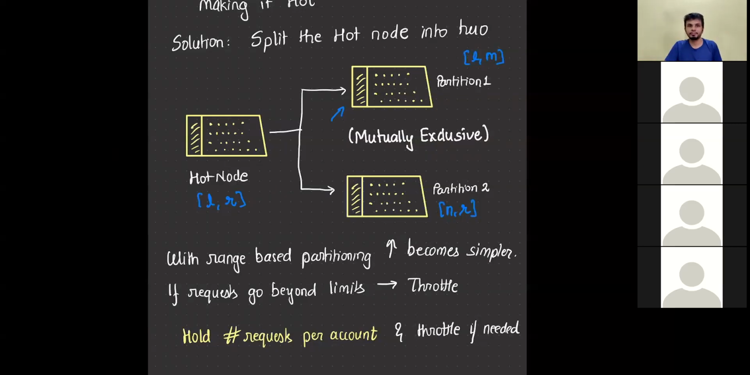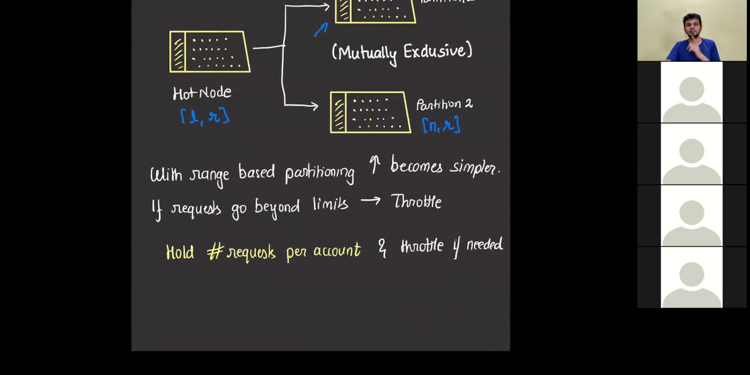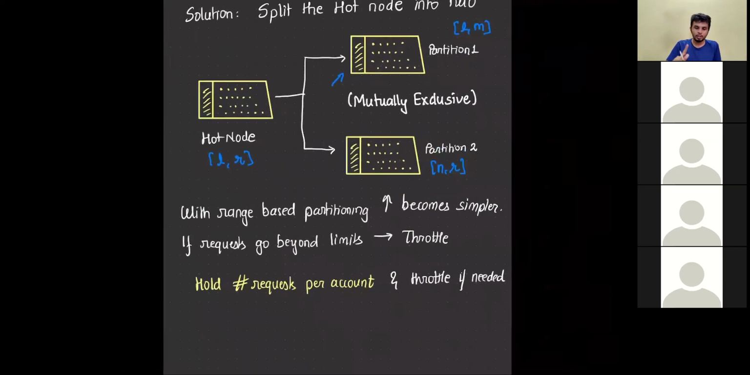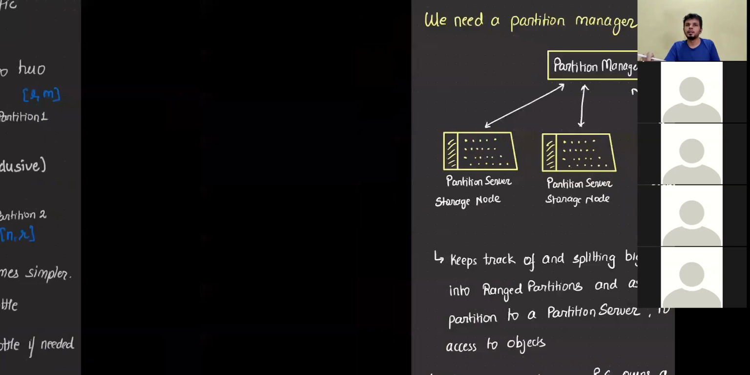So with range-based partitioning, this becomes very simple. If the request goes beyond the limits of how much it can handle, you can obviously throttle the request. You can hold the number of requests per account, and then you can throttle if needed. Right.